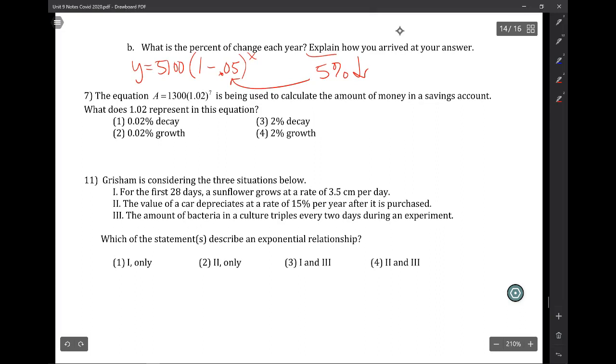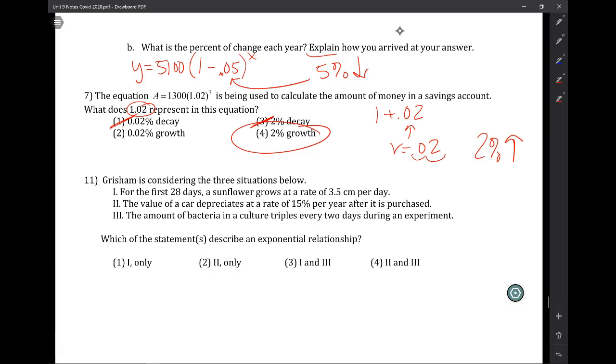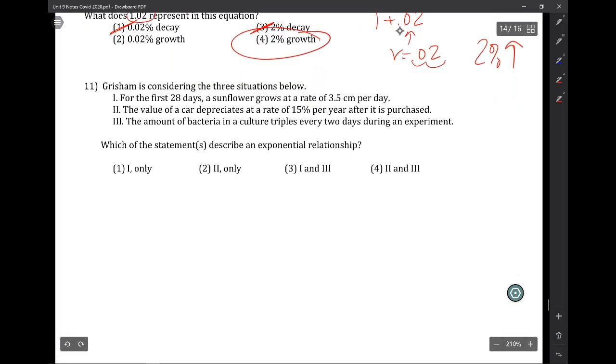Number 7 is very similar. The equation is being used to calculate money in a savings account. What does the 1.02 represent? 1.02 is bigger than 1, so it's got to be growth. And by what percent is it growing? Well, 1 plus 0.02, that's your rate. That means by 2% growth. And so there's your answer to number 7. I don't know what happened to my counting with these ones, but it's fine.